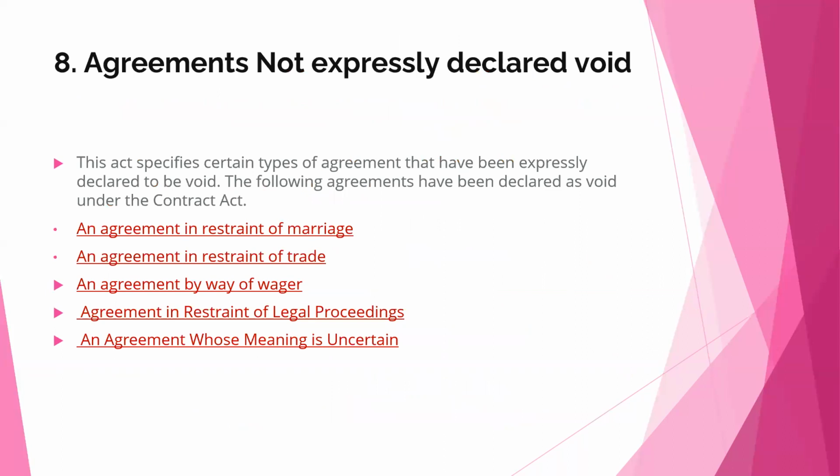Then the eighth one is agreement not expressly declared void. This Act specifies certain types of agreement that have been expressly declared to be void. The following agreements have been declared as void under the Contract Act. The first one is an agreement in restraint of marriage. The second one is an agreement in restraint of trade. The third one is an agreement by way of wager. Then the fourth one is an agreement in restraint of legal proceedings. And the fifth one is an agreement whose meaning is uncertain.